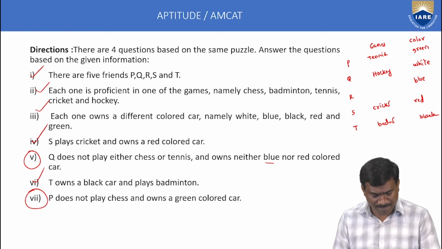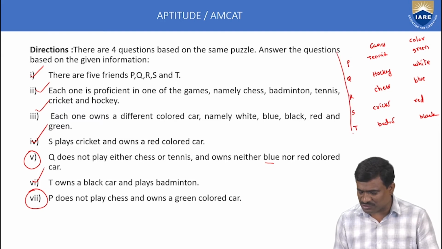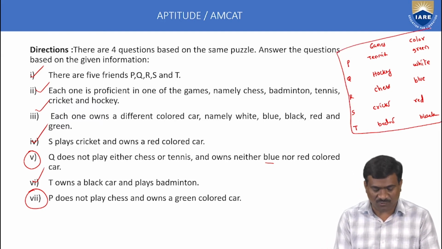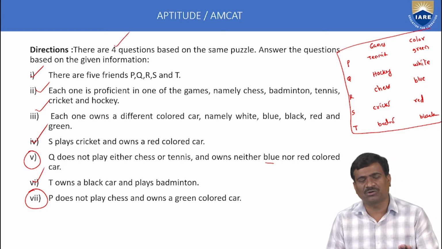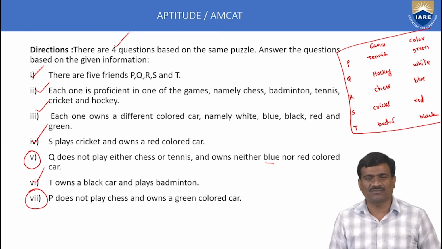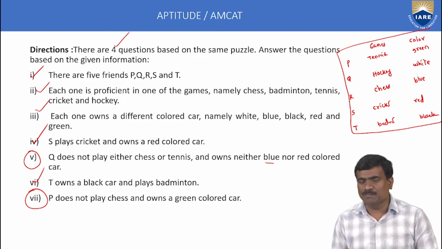Chess, cricket, badminton and tennis are completed. Pending only chess, so R plays chess. This is the answer of the given puzzle. One puzzle, 4 questions, 4 marks. It is one of the most important topics in logical ability. There are no formulas and no simplifications here. This question is based only on a way of thinking, that is logical thinking. Very simple.